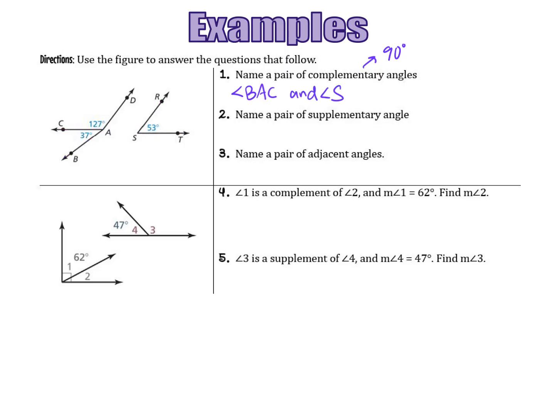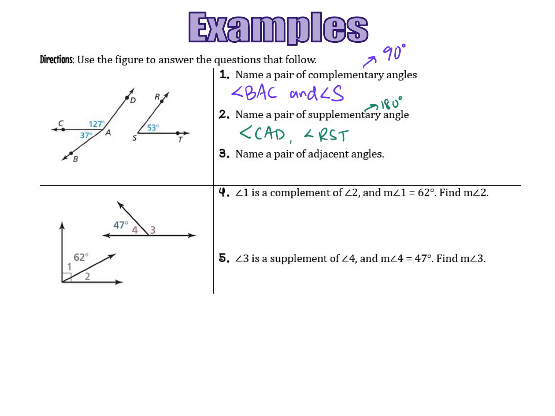Now for supplementary angles, we're looking for two angles that add to be 180 degrees. So I'm looking at these same angles and I see 127 and 53. That's going to give me a sum of 180 degrees. So angle CAD or DAC. And again, angle S, or this time I'll call it something different, angle RST.